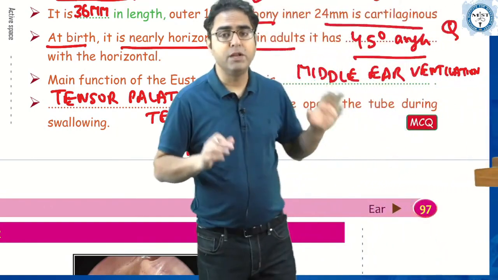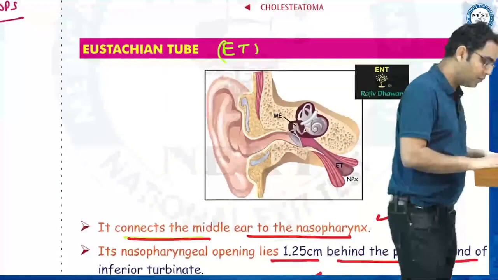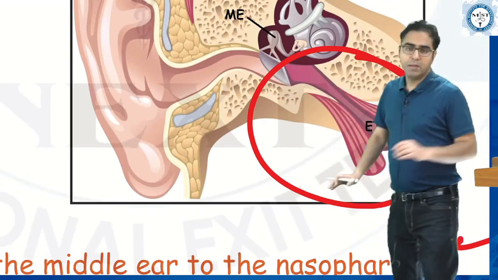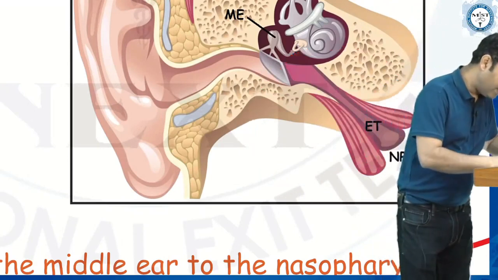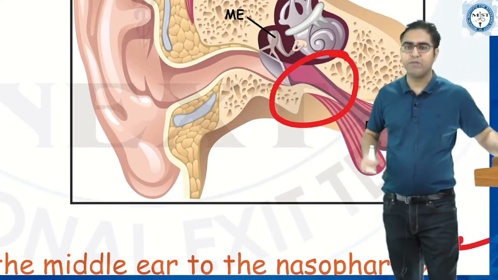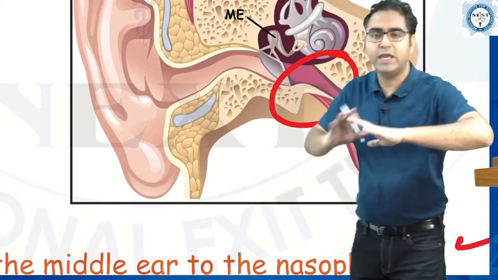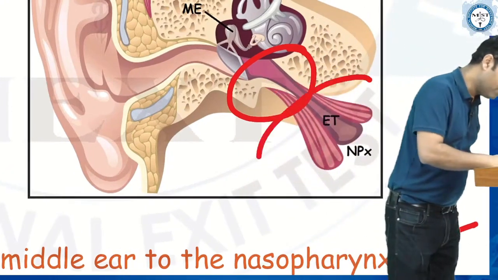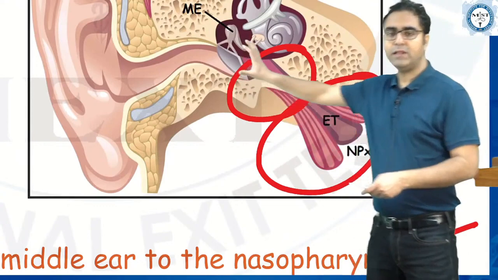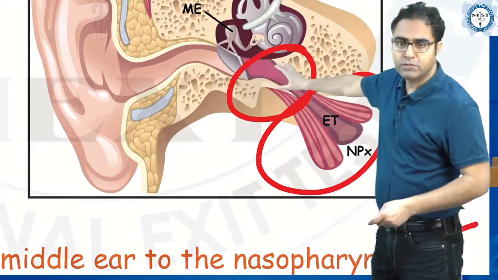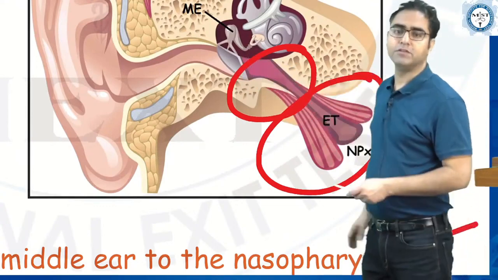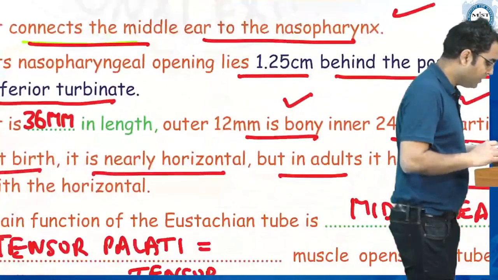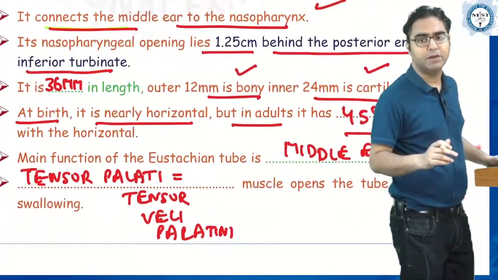Now this is 36 millimeter in length, beta. Please see, it is the total length. How much is the total length? 36. But can you see the outer 12 millimeter? The outer 12 millimeter is bony. Which bone is it? Temporal bone. Don't forget, every ear is nothing but temporal bone. But the inner 24 millimeter is cartilaginous. So the total length is 36 millimeter. Am I clear? Very good. Now, which muscle opens it? Tensor palati, or tensor veli palatini muscle.